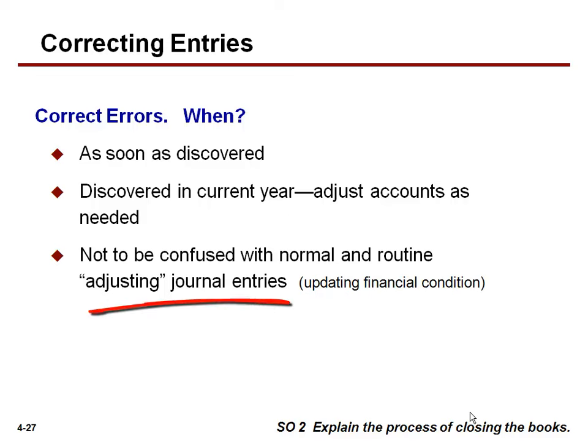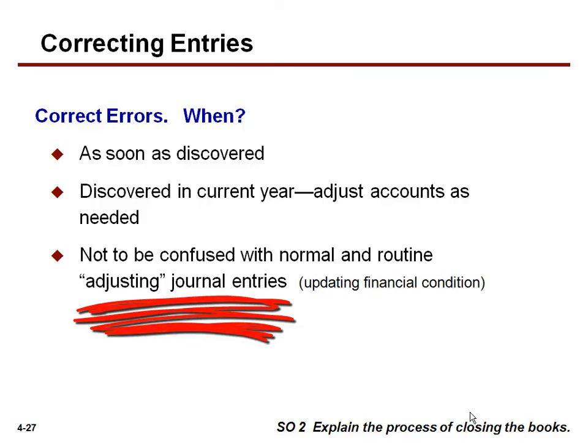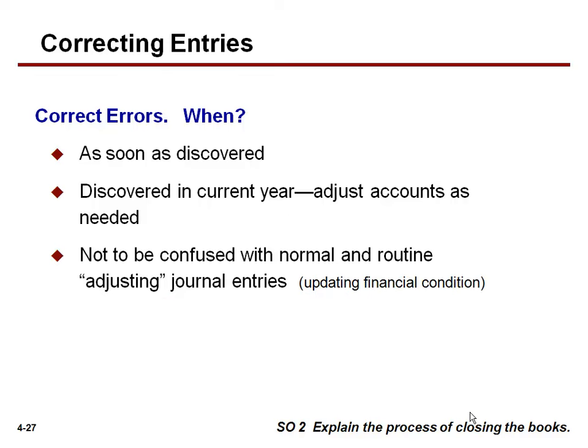This should not be confused with normal and routine adjusting journal entries done at the end of any month end or quarter end or year end, or routinely updating financial condition in preparation of formal financial statements. Errors can occur as books are maintained. When they're discovered, they should be corrected.